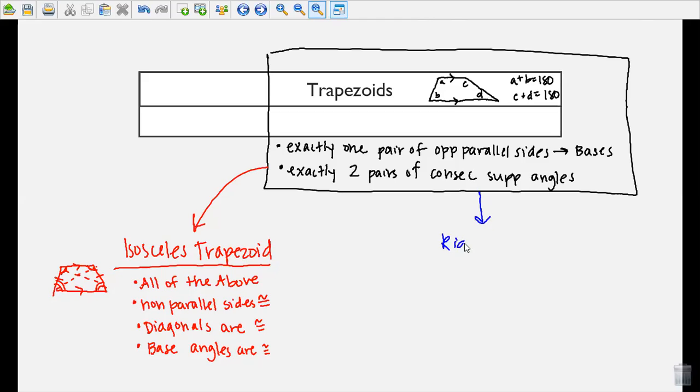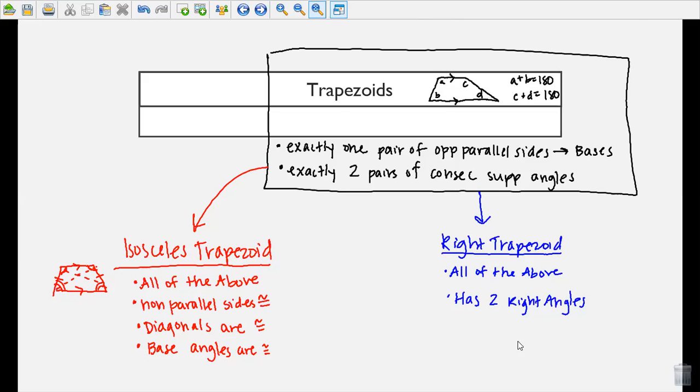All right, and then our right trapezoid is not super exciting, because the only thing we got going on here, aside from all of the above, is that it has two right angles, right? And specifically, those two right angles have to be the ones that are consecutive between, right? Because if this angle over here was a right angle, like if opposite angles were both right angles, it would no longer be a trapezoid. It would turn into a parallelogram, and specifically a rectangle or a square. All right, so there's our trapezoids. We got one more set, and then we're done.